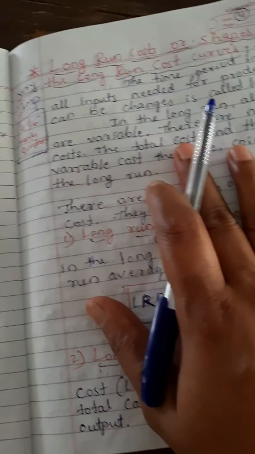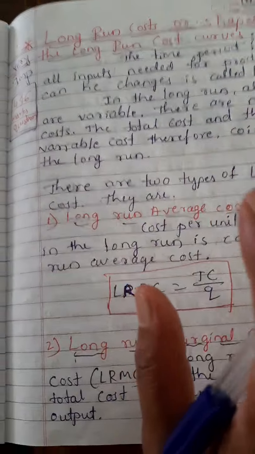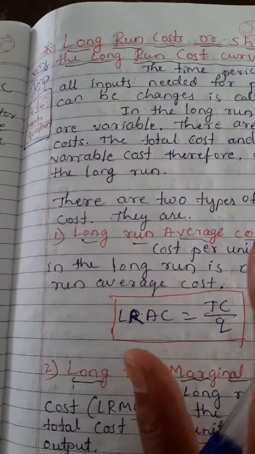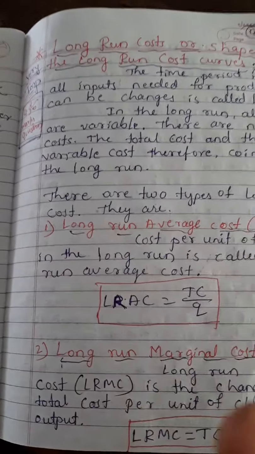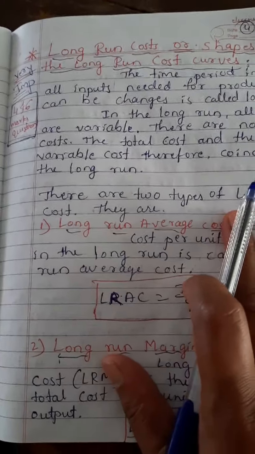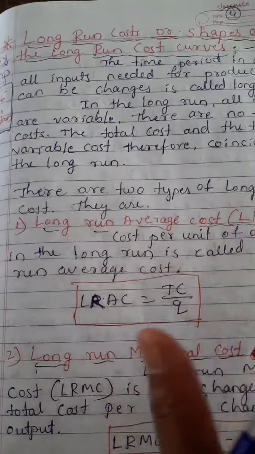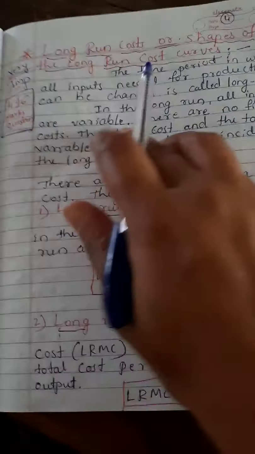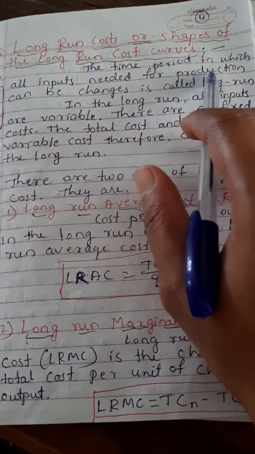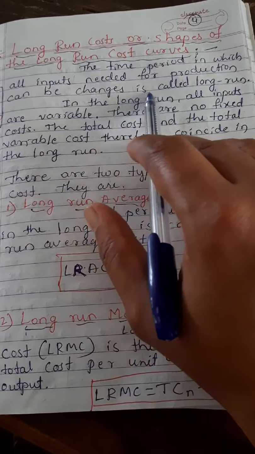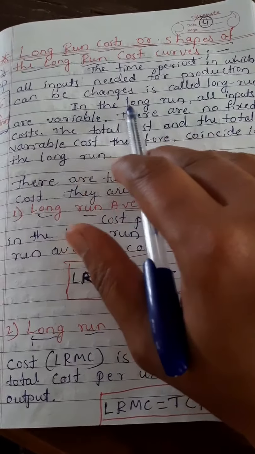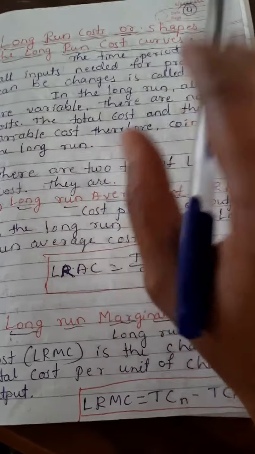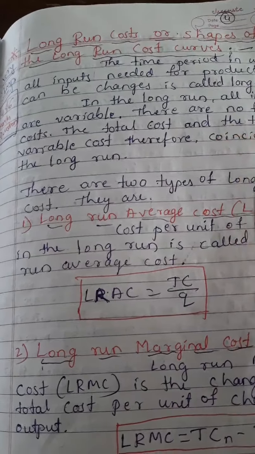These are the short run, but this one is the long run. There are only 2 concepts. In the short run there are 7 concepts, but in the long run cost or shape of the long run cost curve there are only 2. That is, the time period in which all inputs needed for production can be changed is called long run.